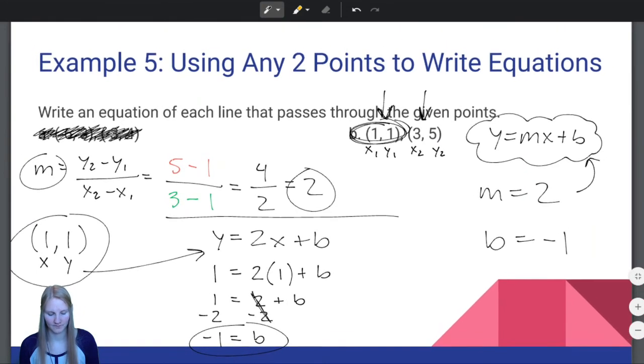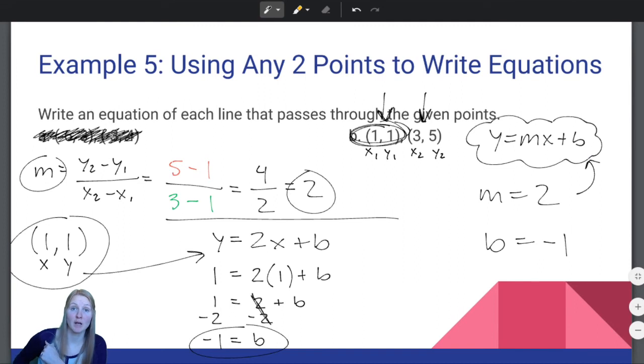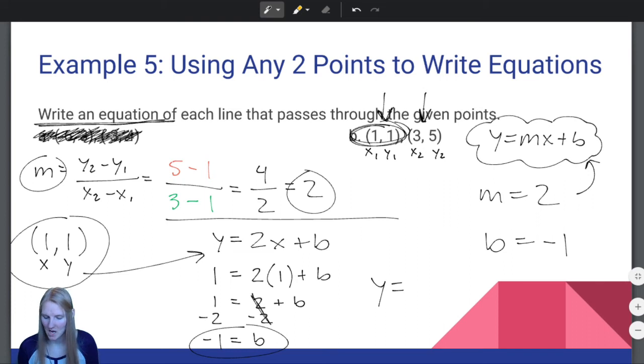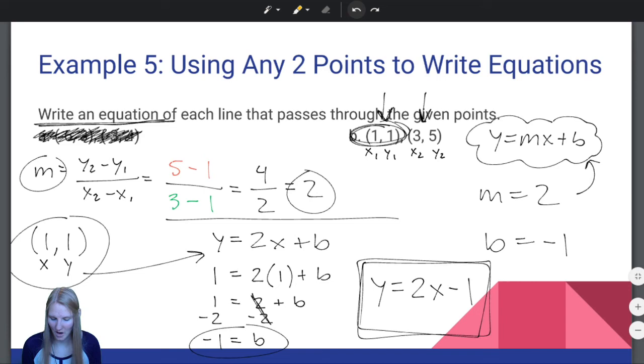Are we done? Is that it? Can I move on? Not quite, because remember, I need to write the equation. That's what it asked us to do. Write an equation of each line. So we have y equals m, or 2x, plus b. And remember, we don't need to write plus -1. We can just write -1. And there we are. Final answer.